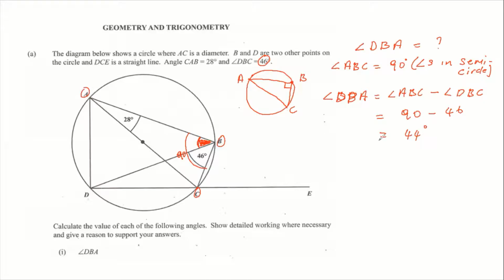And how do we know? Always give a reason. How do we know this? We know this because we recognize that it was a pair of angles, and a pair of angles that sum to give 90, we call them complementary angles, all right? So that's the reason there. And we will get our mark for that question, all right?